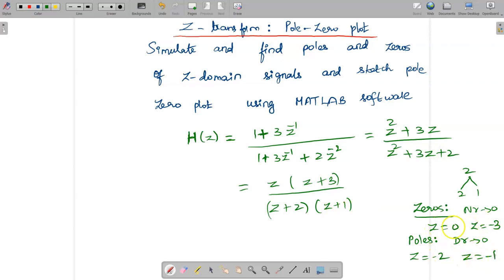So two zeros are available: one exists at z equal to 0 and one exists at z equal to minus 3. Two poles are available: one is at z equal to minus 1 and one at z equal to minus 2.